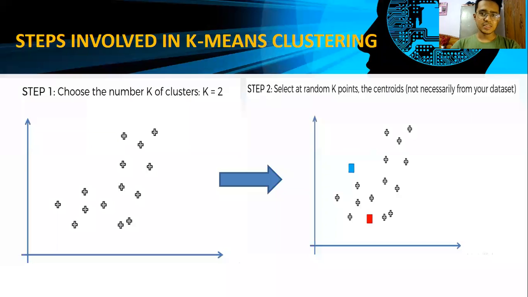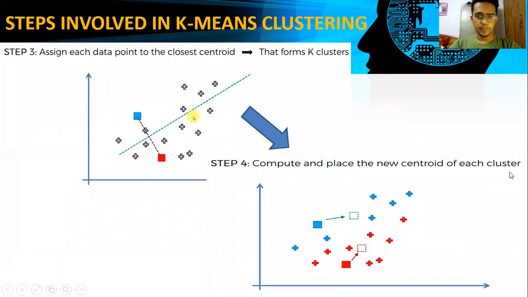Now let us go through the steps involved in K-means clustering one by one. Let us understand step 1. Our clustering algorithm first takes into account k number of clusters. Let us say it is 2 here in this case. Then, as you can see, 2 random centroid points are selected, the blue and the red one. They are not necessarily from your data set. They can be any random points of your choice or from your model's choice.